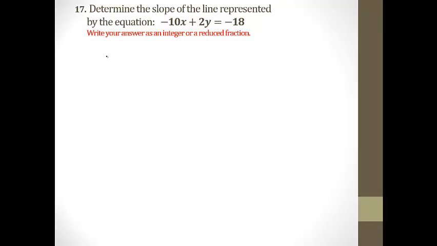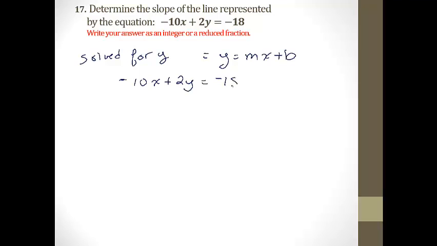So to determine the slope from an equation, the equation has to be solved for y so that we can see this y equals mx plus b. So we're going to take this equation, negative 10x plus 2y, and solve for y, which means we're just going to isolate y to one side of the equation. First, we need to add the x term to both sides. We're going to add 10x to both sides. That's going to make this term cancel. We'll have 2y equals 10x minus 18.